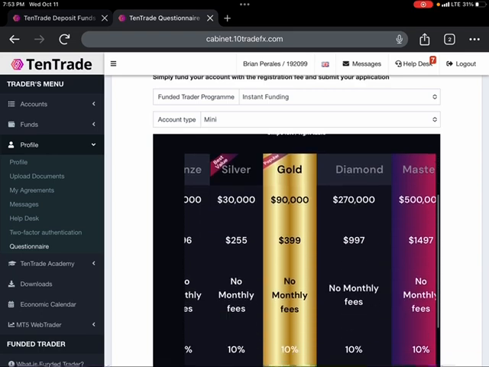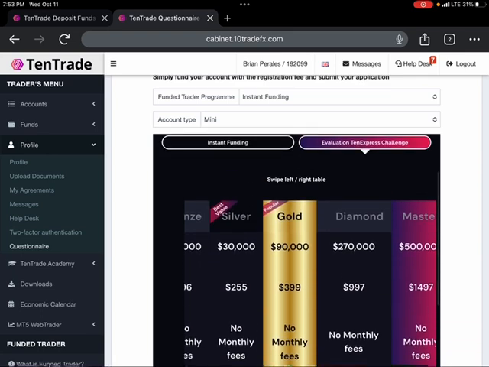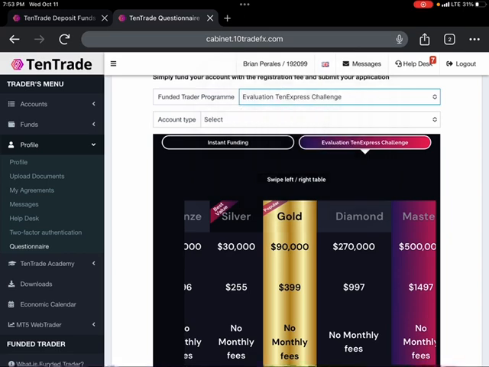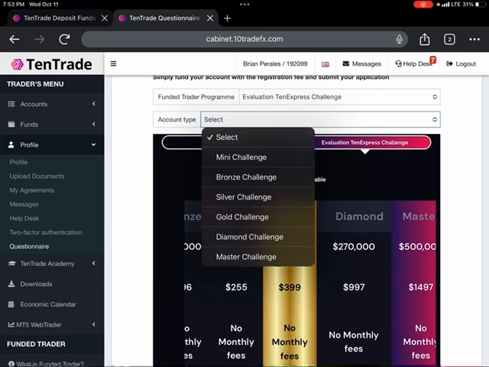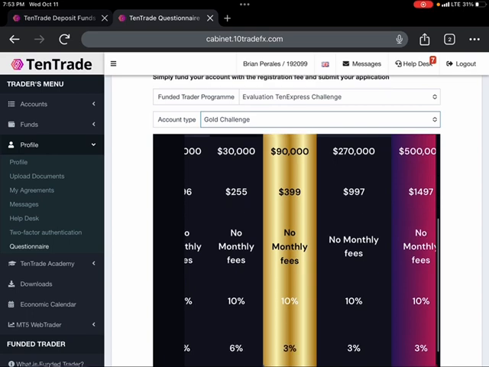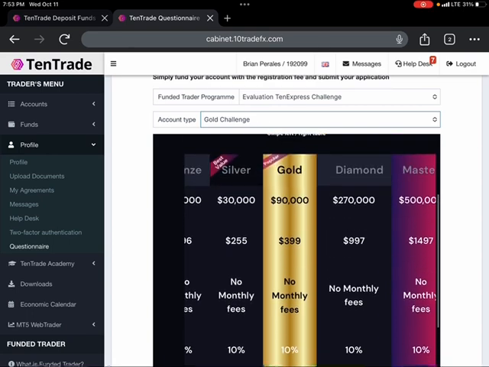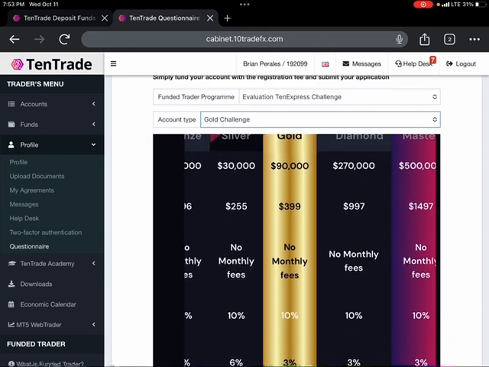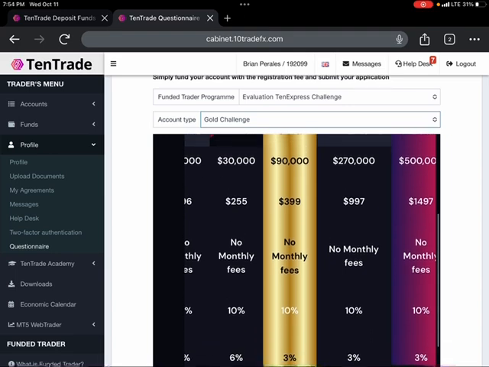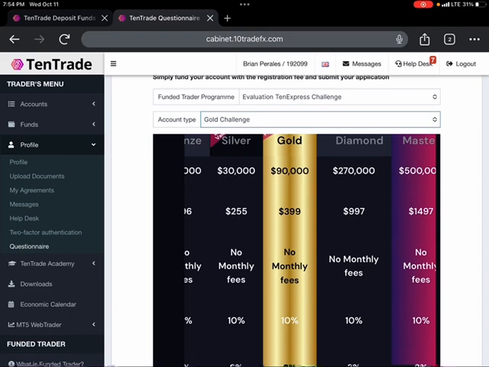Here we are in 10 trade, and this is the instant funding, okay? Or you could do the evaluation. So the reason why I say, for the evaluation, let's say you want to do the gold, okay? So for the gold, to get a $90,000 account is $399, okay? 270. So let's say you get 3 accounts. You get an evaluation account for 400, okay?